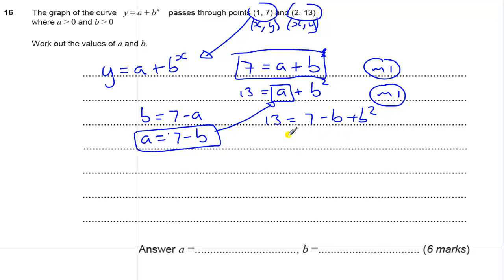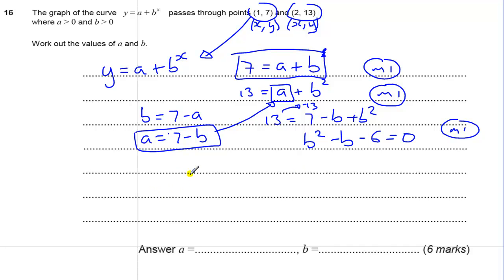The only letter left is b. If I rearrange this to make this 0, let's put the b squared at the front where we normally see it, the square power, minus the b, and then I've got to take the 13 to the same side as the 7 by taking it away. So 7 take away 13 is minus 6, and that would equal 0. Okay, there's going to be a method mark there, which is dependent on what we've seen before.